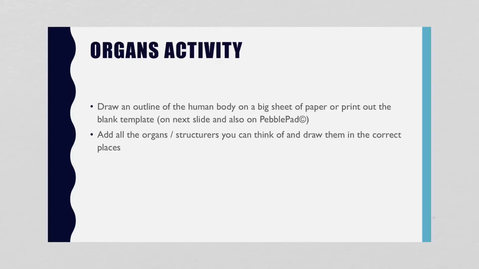Activity 1. Draw an outline of the human body on a big sheet of paper or print out the blank template. It's on PebblePad, but it's also on the next slide too. Take time to add all the organs and structures you can think of and draw them in the correct places. Restart this screencast when you've had a chance to do it, or move on to the next slide so that you can get the template ready to undertake this organ-based activity.